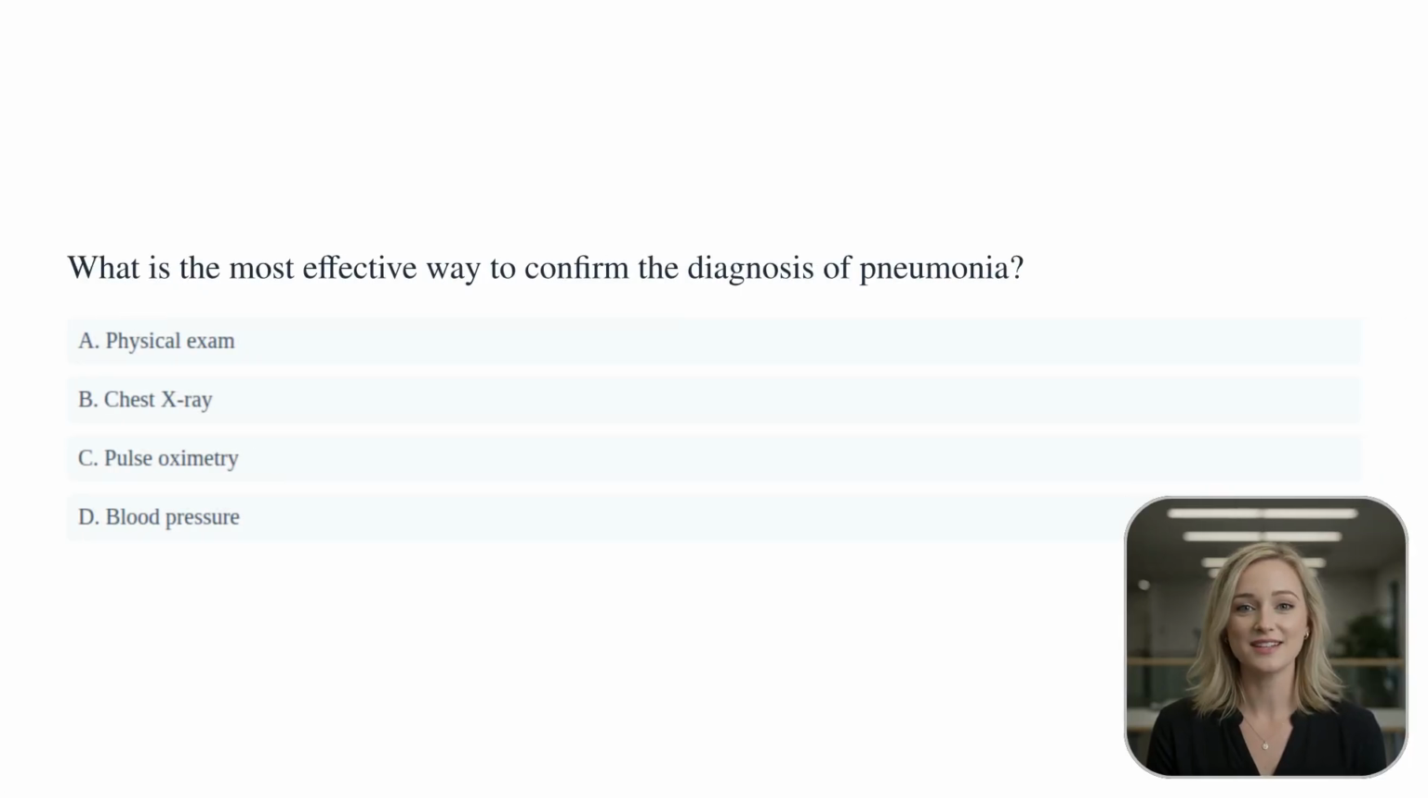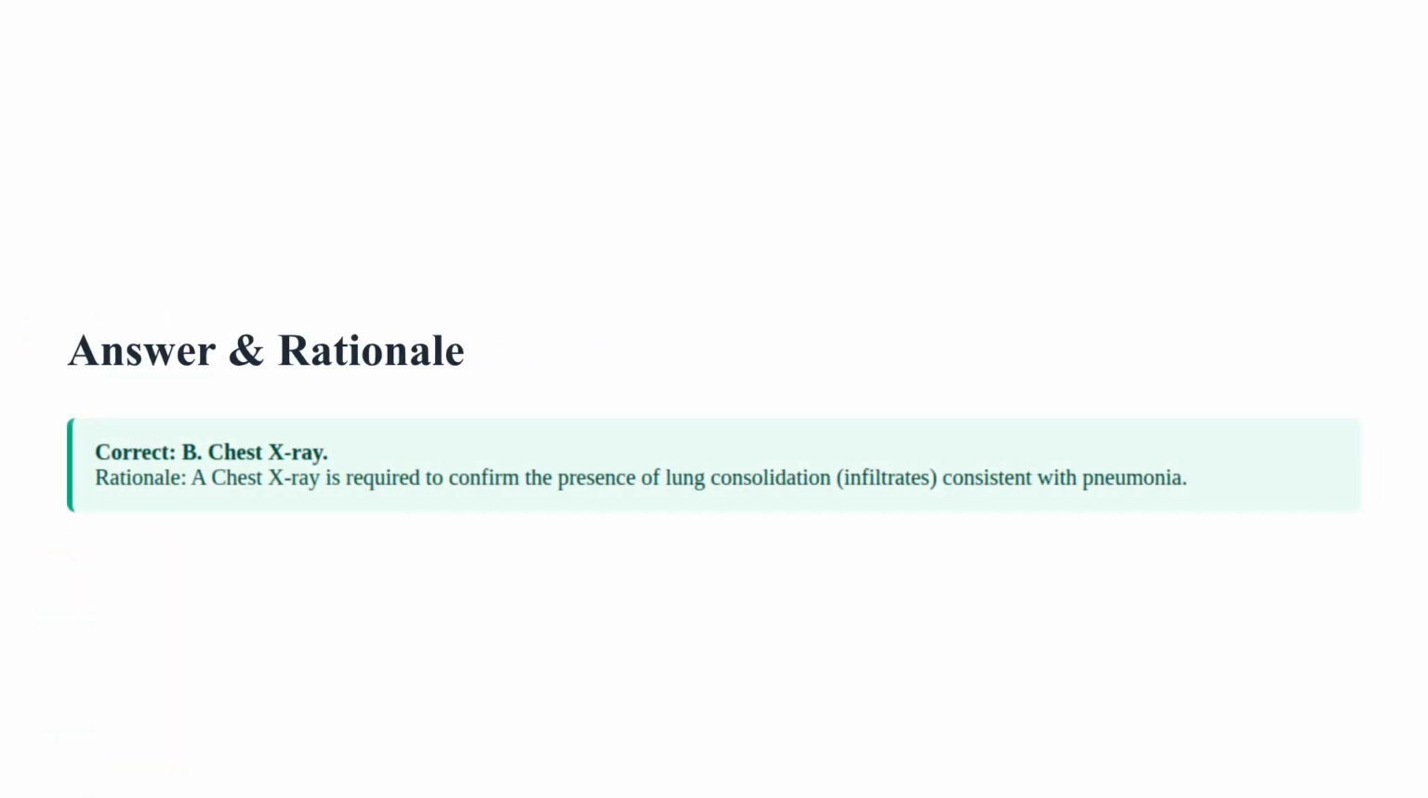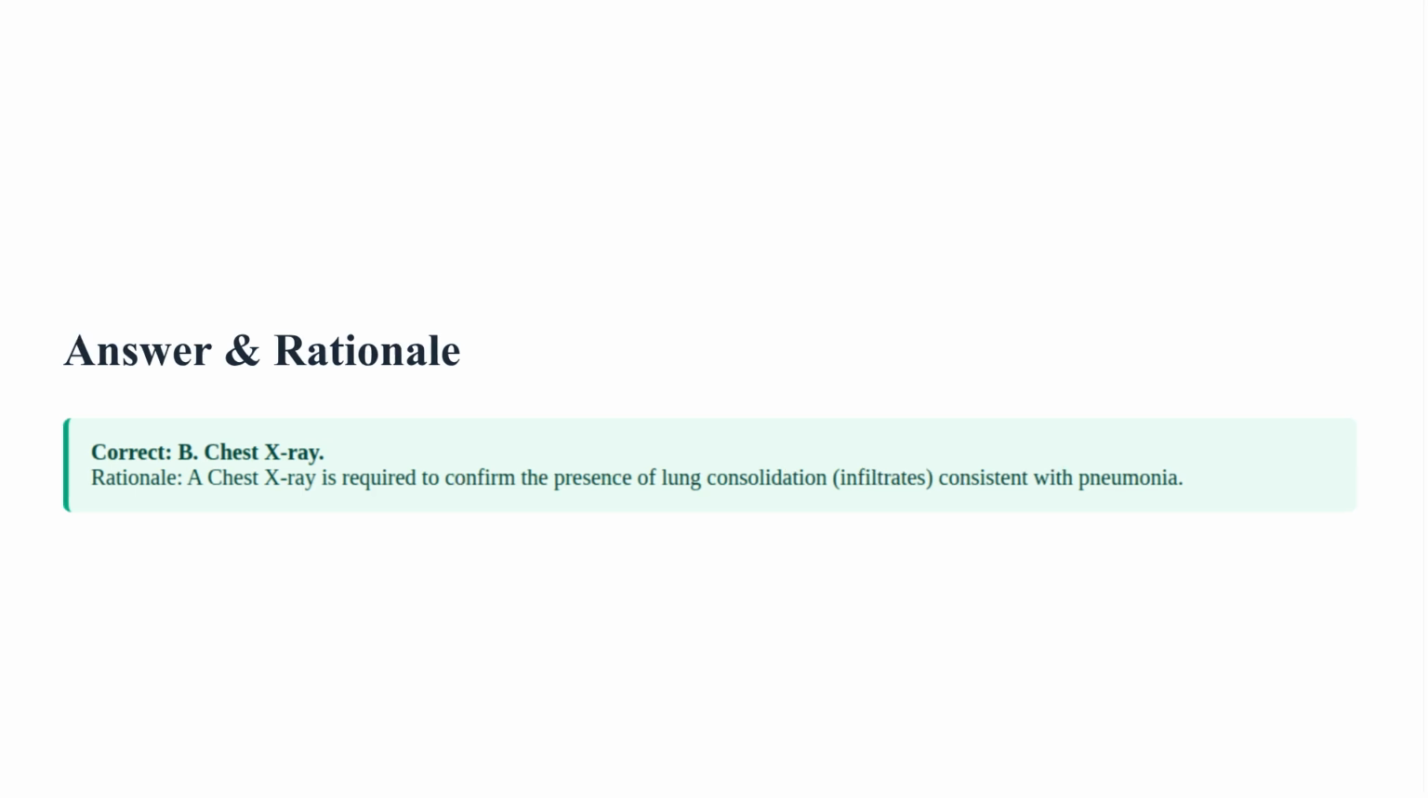What is the most effective way to confirm the diagnosis of pneumonia? The correct answer is B, chest X-ray. It is required to confirm the presence of lung consolidation or infiltrates consistent with pneumonia.